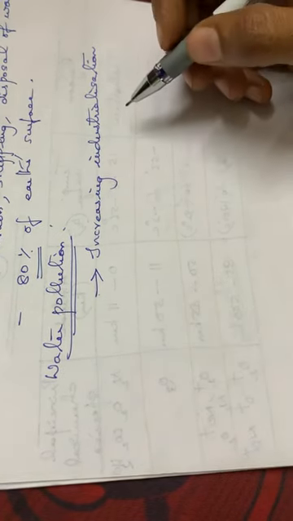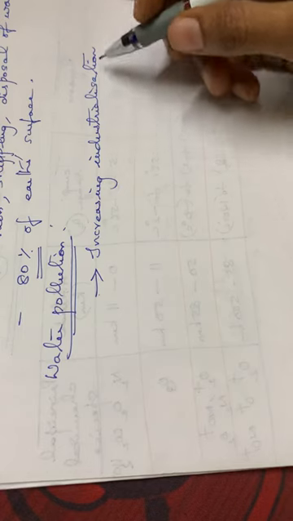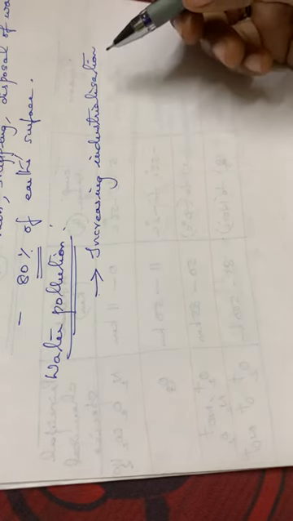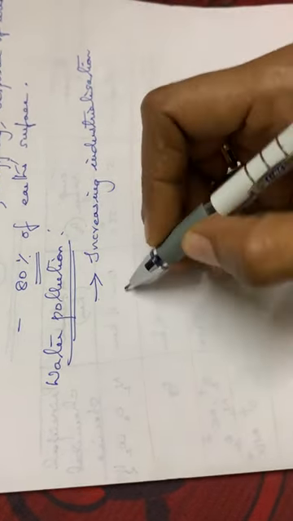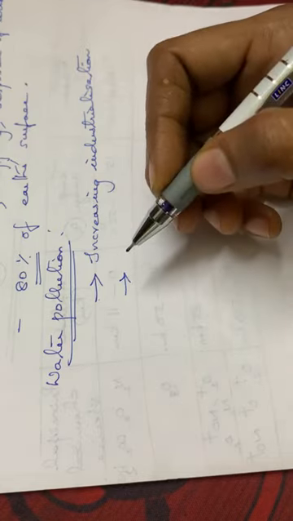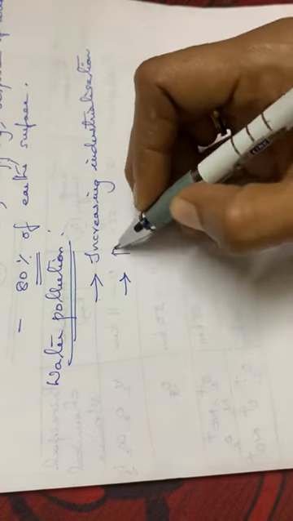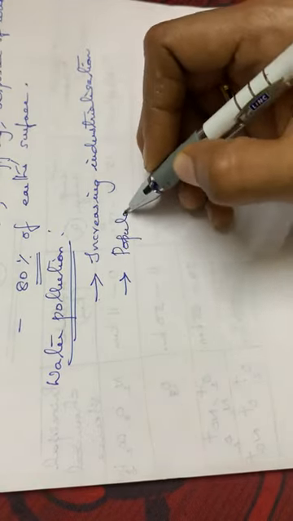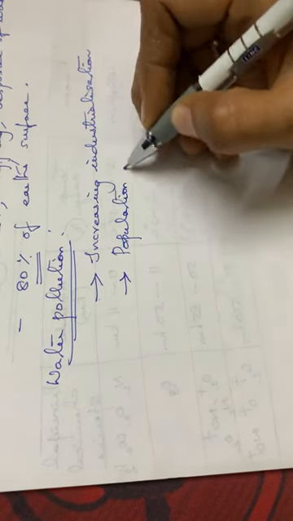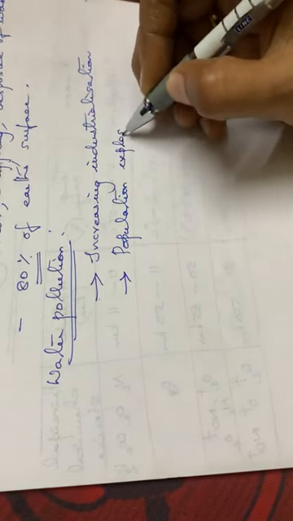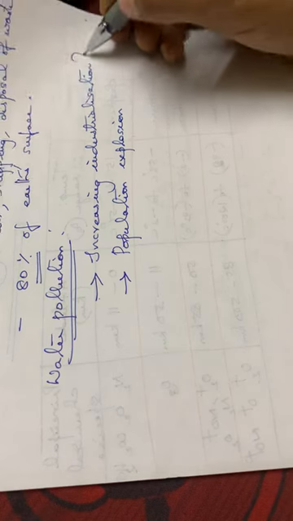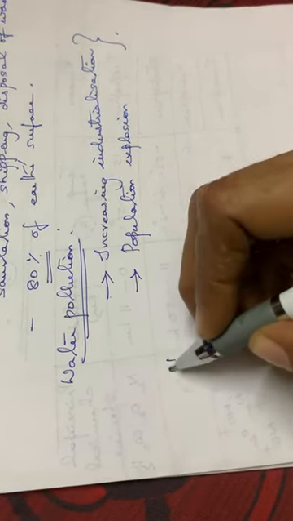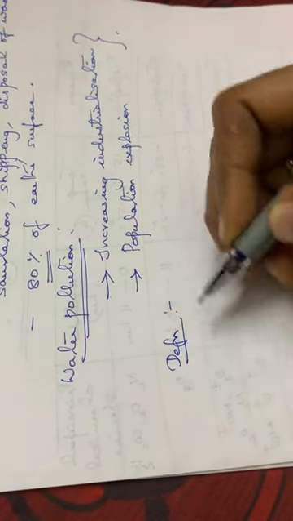So that is the first reason for water pollution, increasing industrialization. And the second reason for water pollution is population explosion. The increase in population also leads to water pollution. So these are the two major reasons for water pollution. Okay, and then you have to study the definition for the term water pollution.